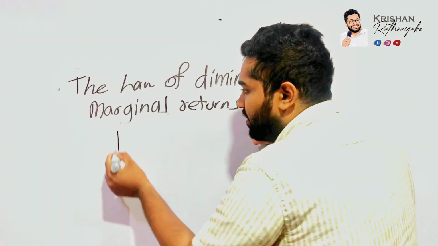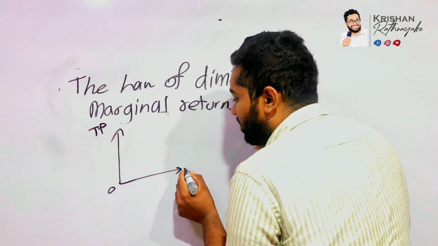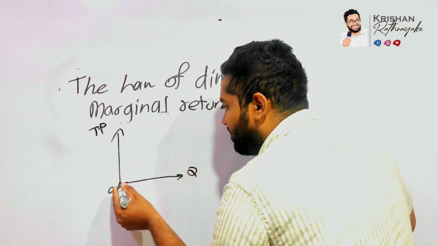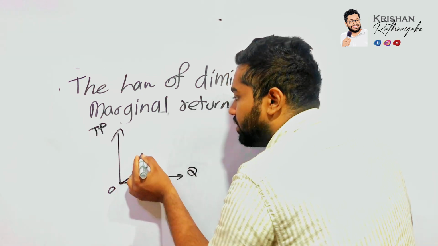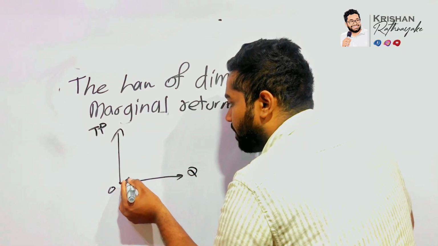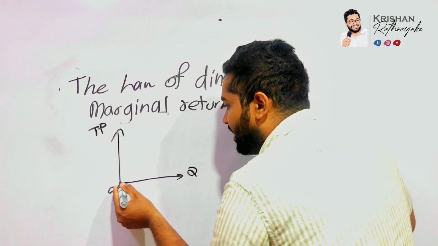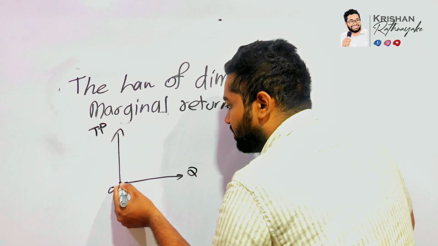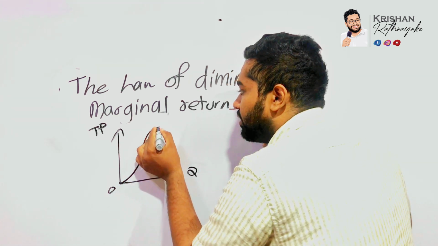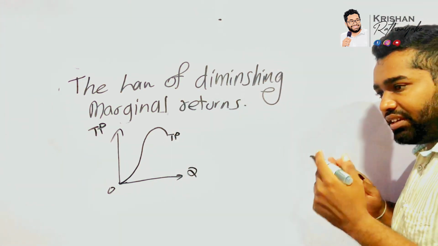We need to take this graph. This is the total product graph. The horizontal axis is the variable factor, and the vertical axis is total product. Then the behavior is like this, total product. So like this, total product. Behavior like this, total product.